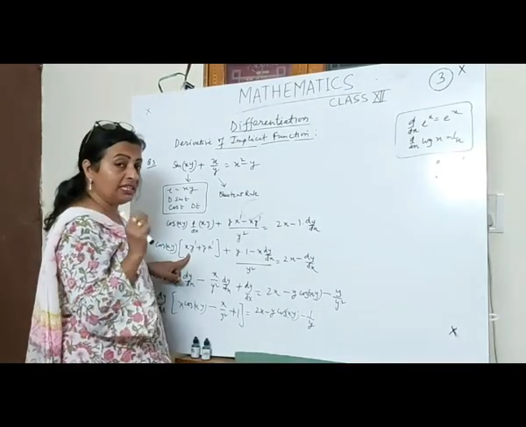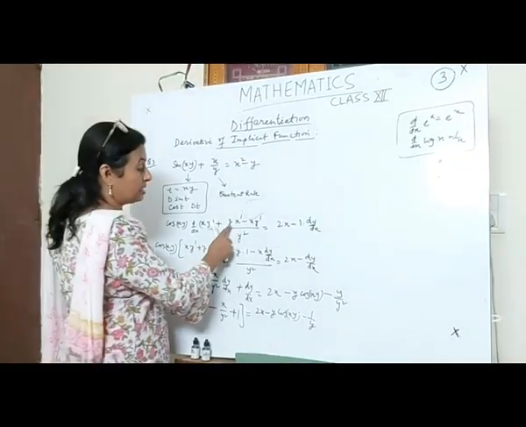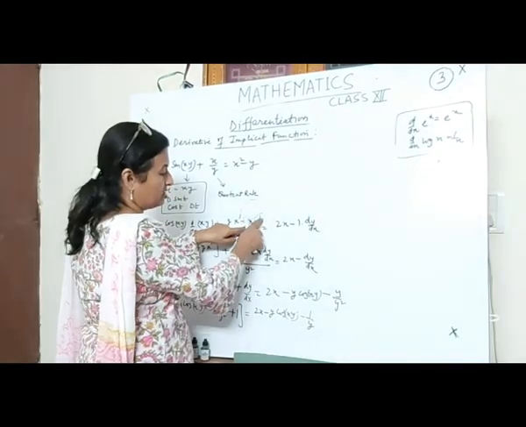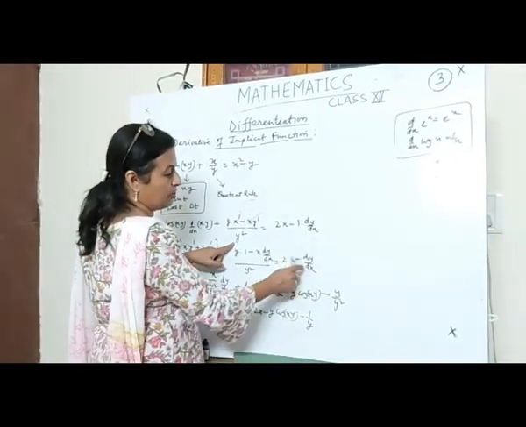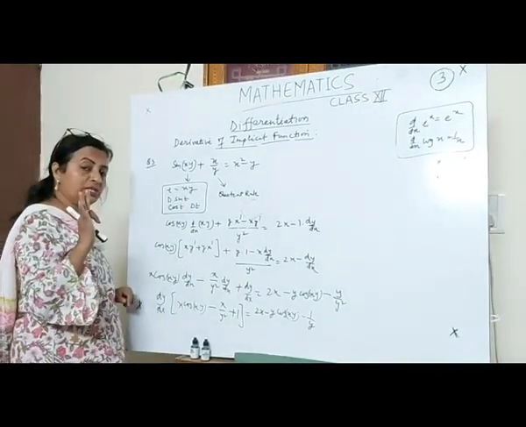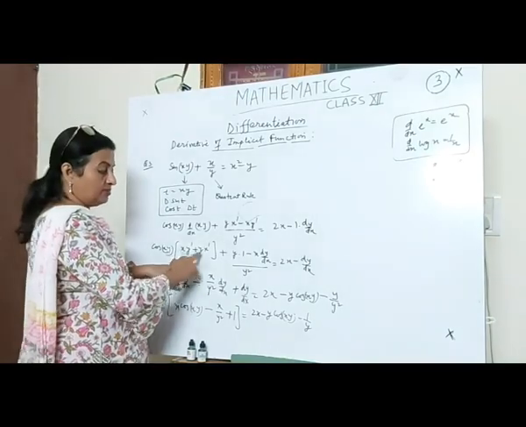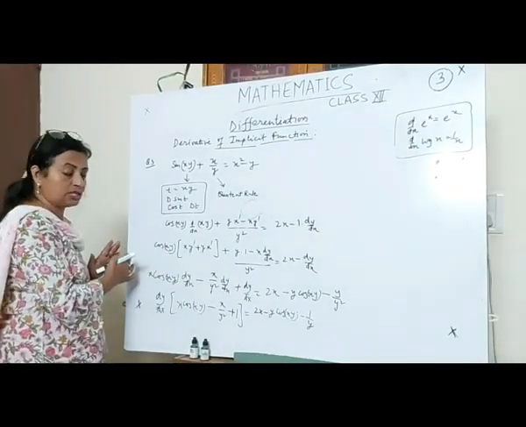y dash means the differential of y is 1 into dy upon dx. So it is y, the differential of x is 1, this is x, the differential of y is dy upon dx, upon y square, 2x minus dy upon dx. Now we have dy upon dx at 3 places. It is here dy upon dx, here dy upon dx, here dy upon dx. So we are collecting all dy upon dx together.